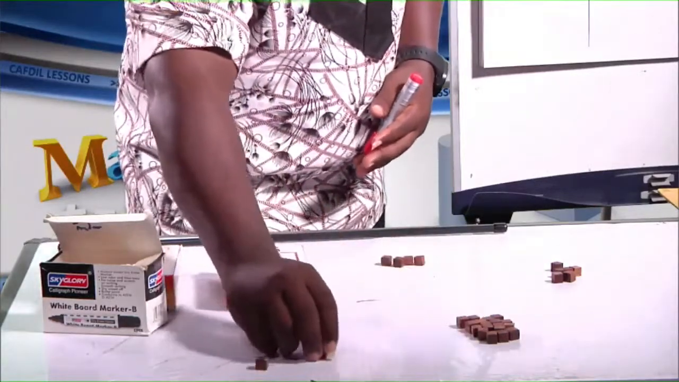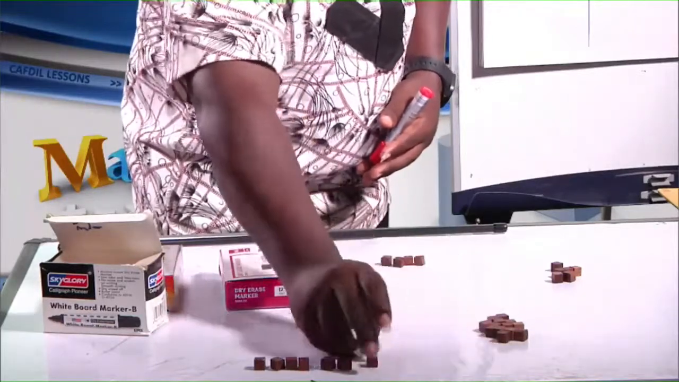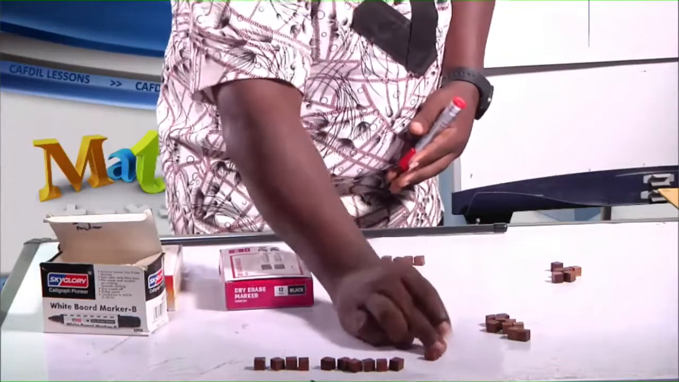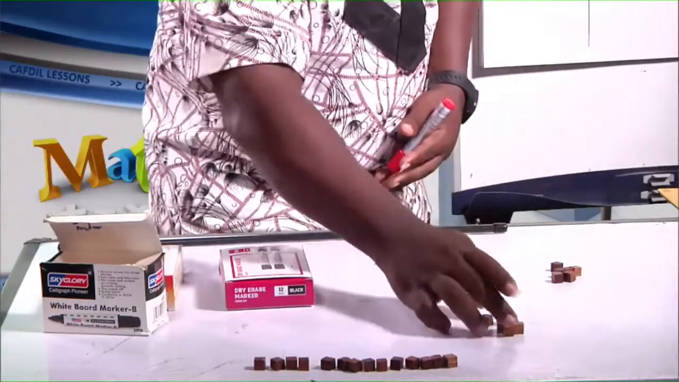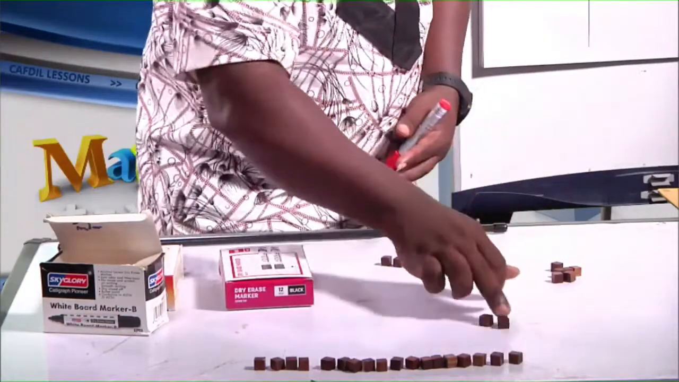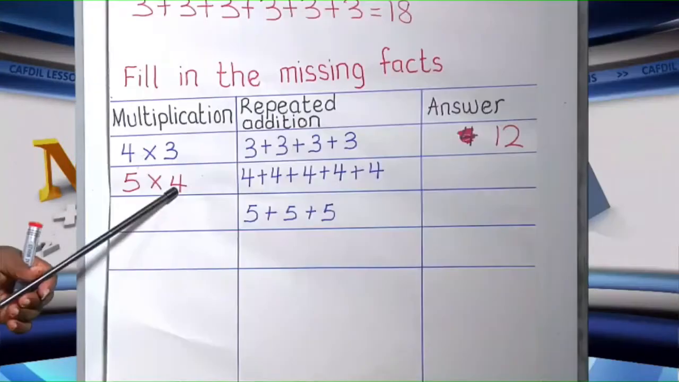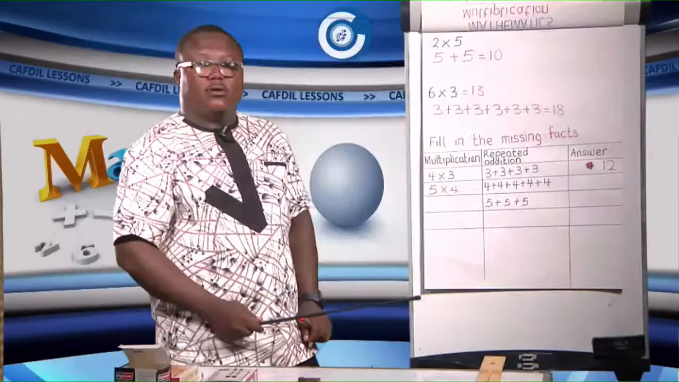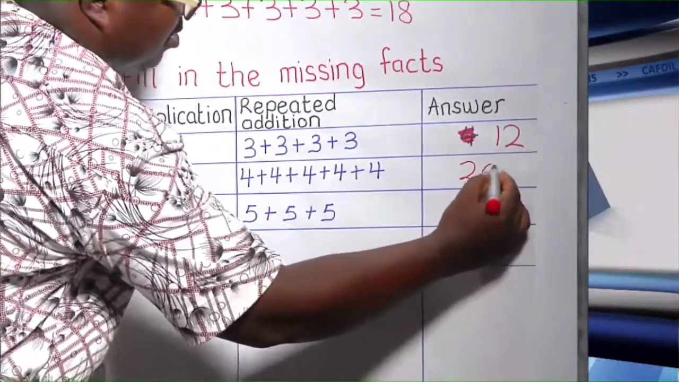1, 2, 3, 4, 5, 6, 7, 8, 9, 10, 11, 12, 13, 14, 15, 16, 17, 18, 19, and the last one, 20. So here, 5 times 4, or 4 plus 4 plus 4 plus 4 plus 4. You are going to get 20 as we have done here. So the answer is what? 20.